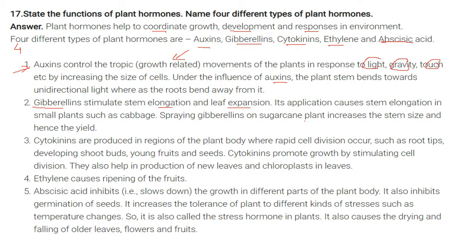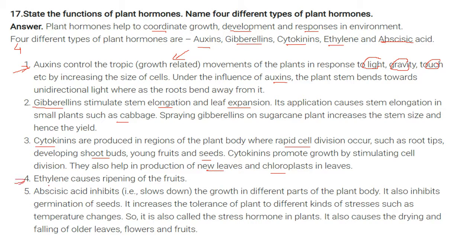Gibberellins stimulate stem elongation and leaf expansion. Its application causes stem elongation in small plants like the cabbage. Spraying gibberellins on a sugarcane plant increases the stem size and hence the crop yield. Cytokinins are produced in regions of the plant body where rapid cell division occurs, such as root tips, developing shoot buds, young fruits and seeds. Cytokinins promote growth by stimulating cell division. They also help in production of new leaves and chloroplasts in leaves.